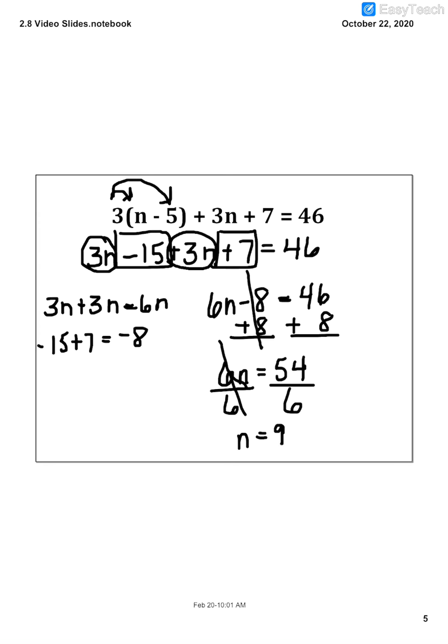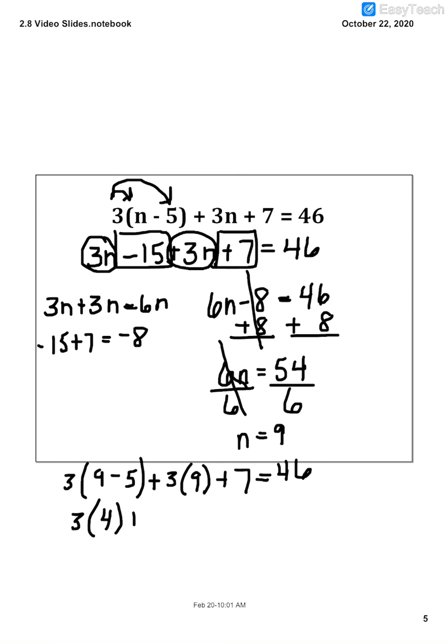So now I'm going to go back into my original equation and replace everywhere I see an n with the number 9. So 3 times (9 minus 5) plus 3 times 9 plus 7 is equal to 46. I'm going to follow PEMDAS and start with the parentheses. 9 minus 5 is 4. I bring everything else down.